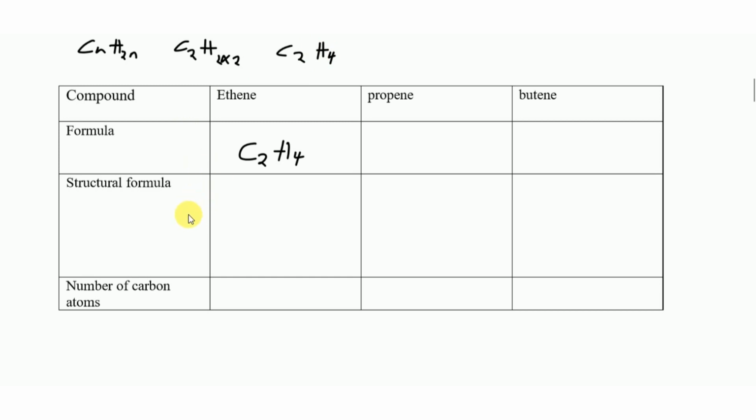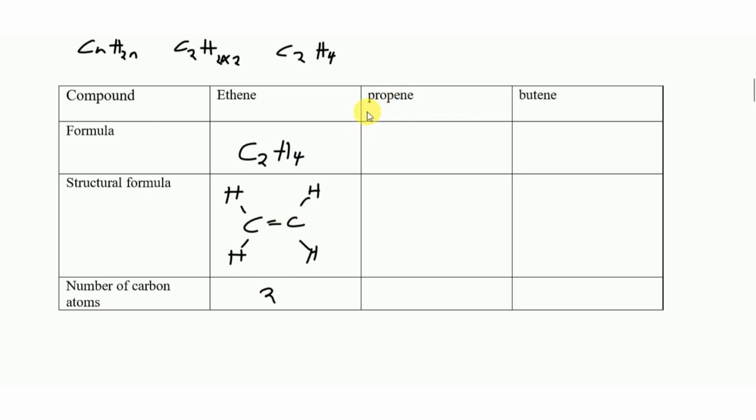And drawing the structural formula, we're going to draw it in this form. We're going to have a double bond there, and we're going to have 4 bonds. So we're going to have our H there, our H, and our H. Then for ethene, the number of carbon atoms is only 2.